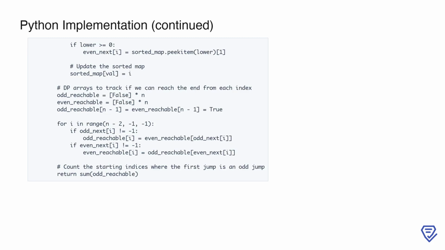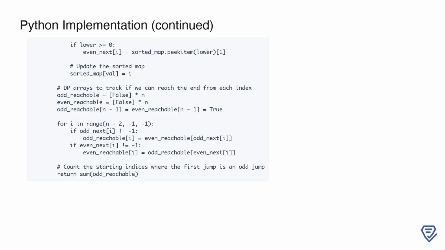If the calculated index for the even jump is valid, meaning it's greater than or equal to 0, we store it in the even_next list at the current position. After determining the next indices for both odd and even jumps, we update the sorted_map to include the current value val and its index i.